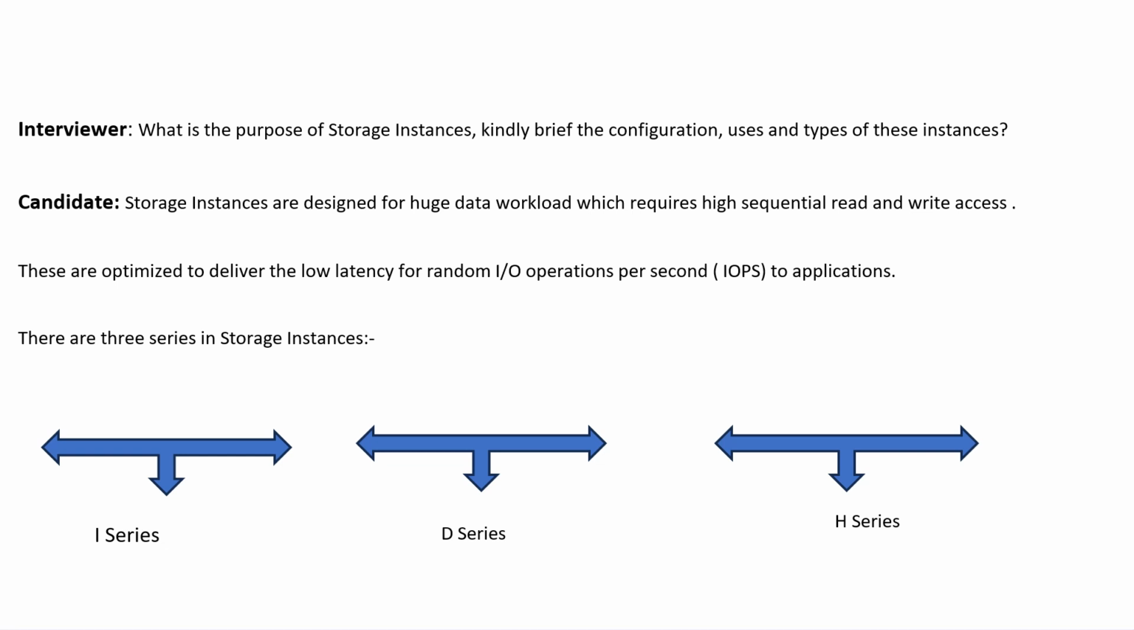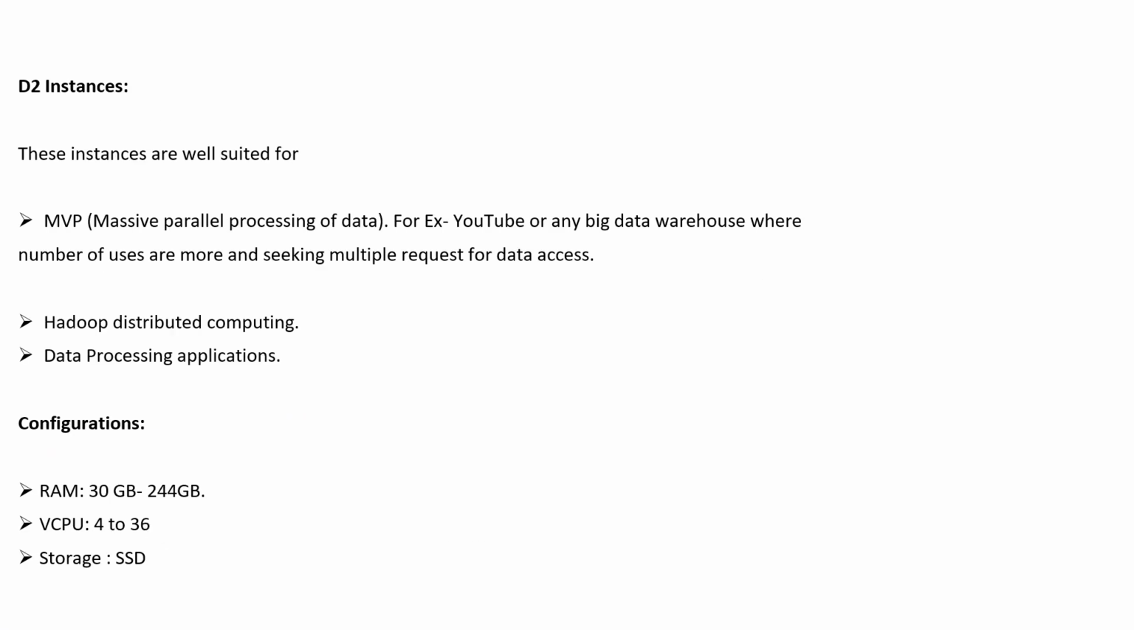These are optimized to deliver very low latency for random input output operations per second, which is called IOPS, for applications. There are three types of storage instances. Number one is I series, second one is D series, and third one is H series. One more thing guys, all these series are very rich in storage perspective. Move to the next slide. We will discuss first about D2 instances.